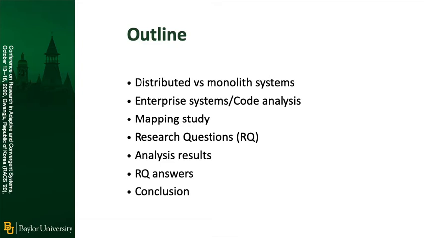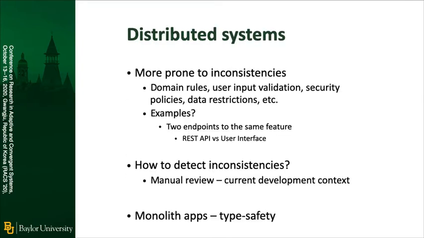question answers, and conclusion. So distributed systems have an issue compared to monolith systems with missing type safety, and this pretty much gives us potential for introducing an error, whether it is a domain rule, input validation, some security policy, or some constraints on data. Simply, the systems interact and they exchange data, and on both sides they have to maintain some of those rules and restrictions. And what if those two restrictions, those two sides that communicate, do not match? Then of course it runs into an inconsistency.